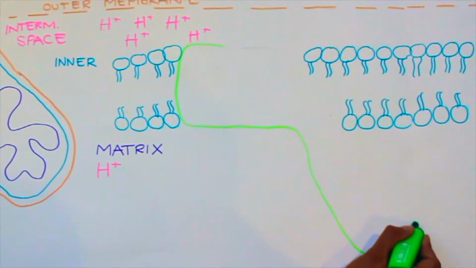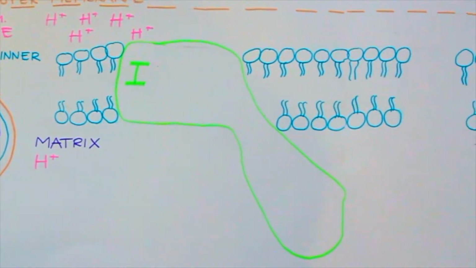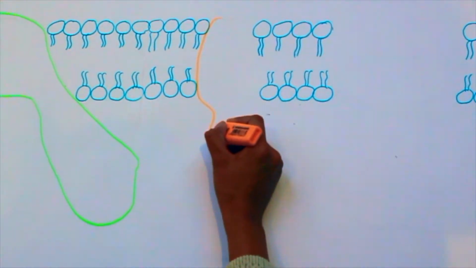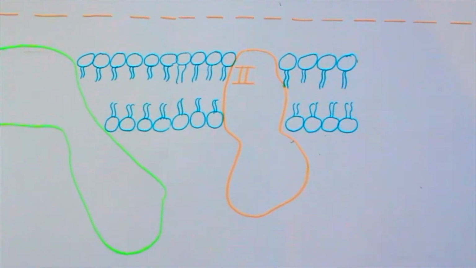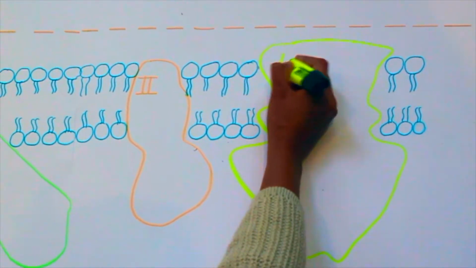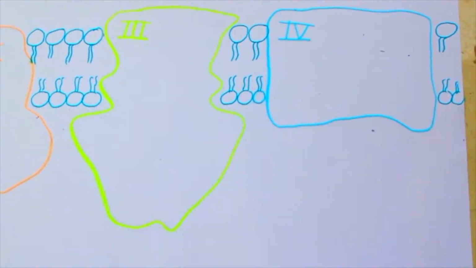In the inner mitochondrial membrane, we have the electron transport chain. We have complex 1, which is the NADH dehydrogenase. We have complex 2, called succinate dehydrogenase, complex 3, which is cytochrome C oxidoreductase, and complex 4, cytochrome C oxidase.